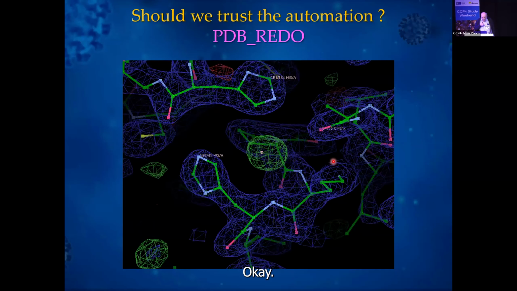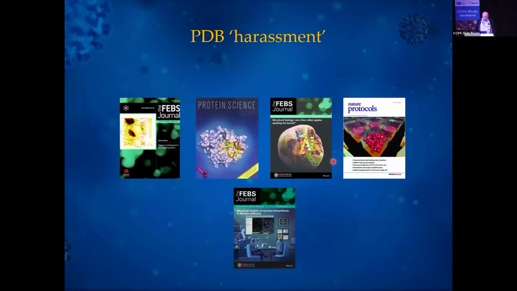Okay, so you see, for a number of years, we wrote number of papers, and I'm putting here only journal covers of these papers which got journal cover, which some people see as a PDB harassment. But these are the problems which you have in PDB.